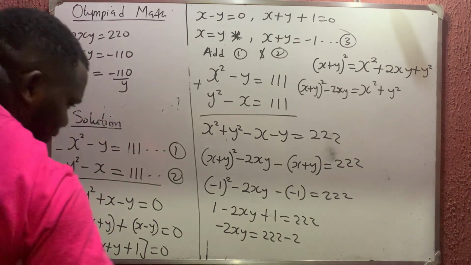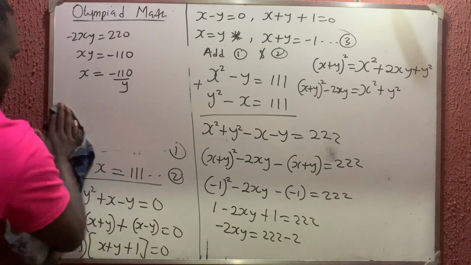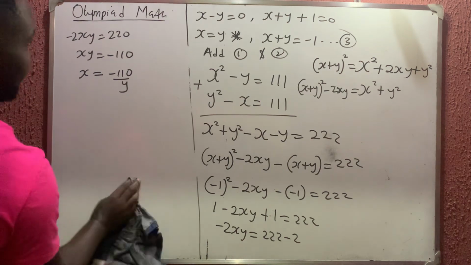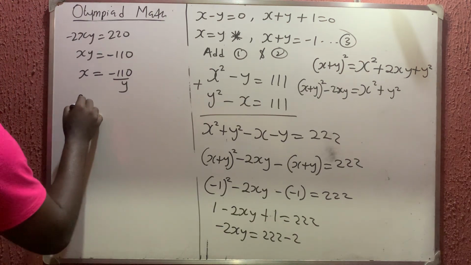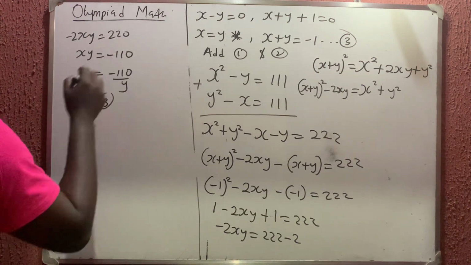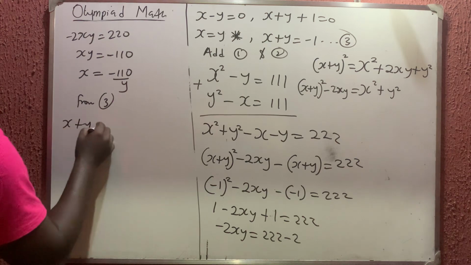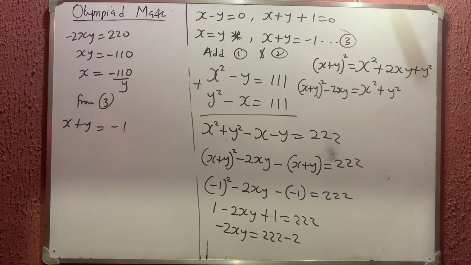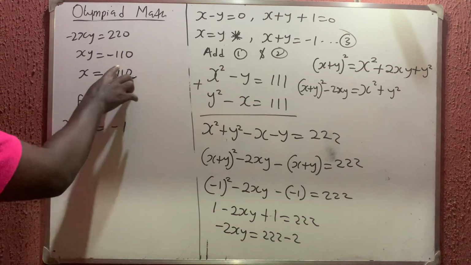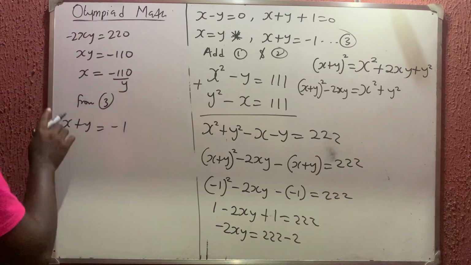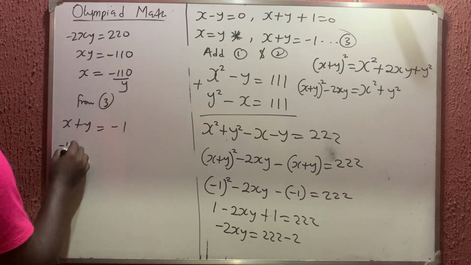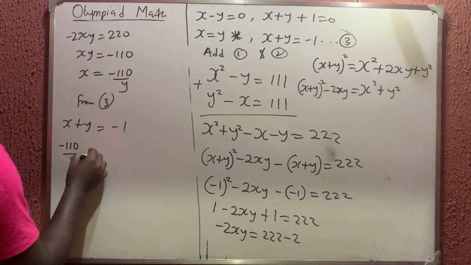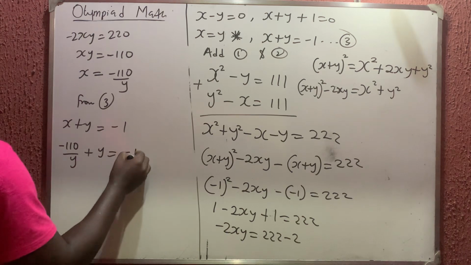Having this, now let us say something from equation 3. From equation 3, we know that x plus y is giving us minus 1. Anywhere I see x, I can replace it with this. So my x is now minus 110 over y, plus y is equal to minus 1.